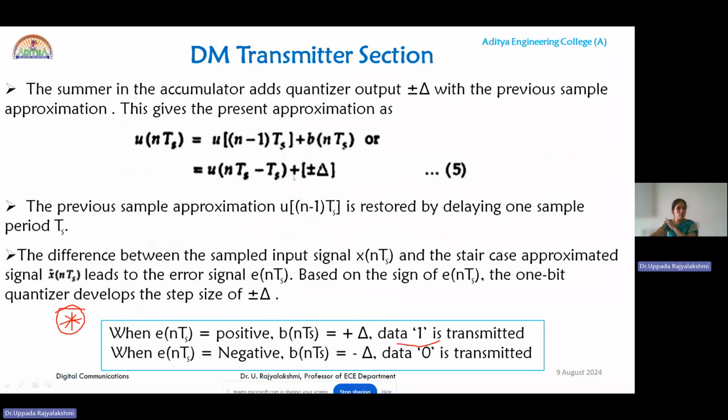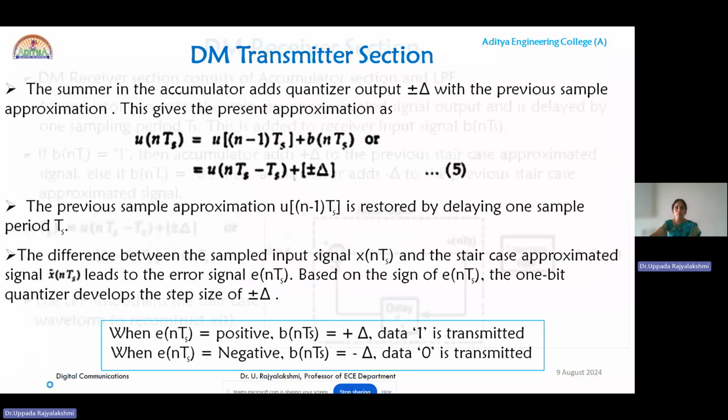For example, when x is less than the past sample approximation, then e(nTs) will be negative, and b(nTs), which is the output of the 1-bit quantizer, is also minus delta. Then data bit 0 will be transmitted. This is the DM transmitter principle.